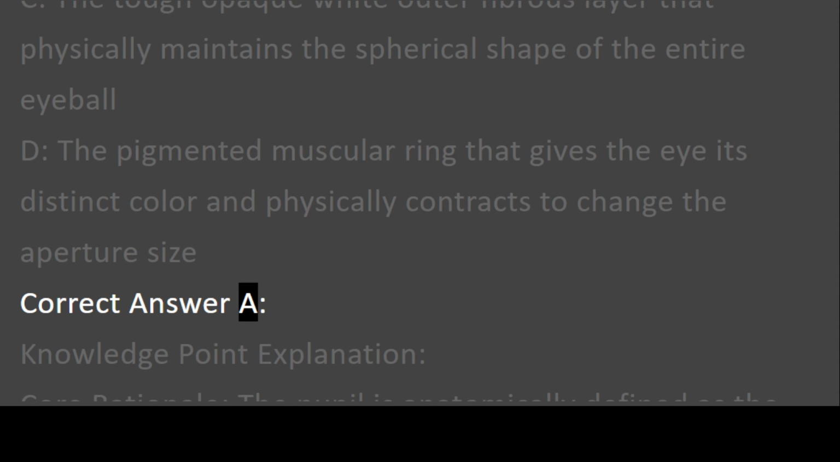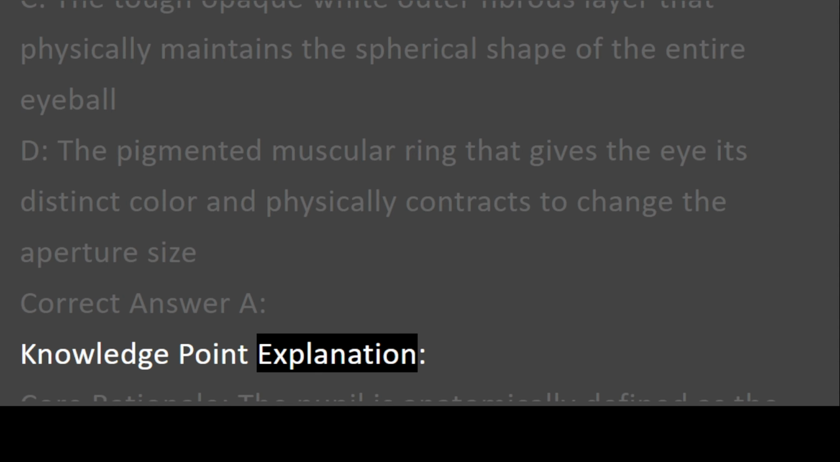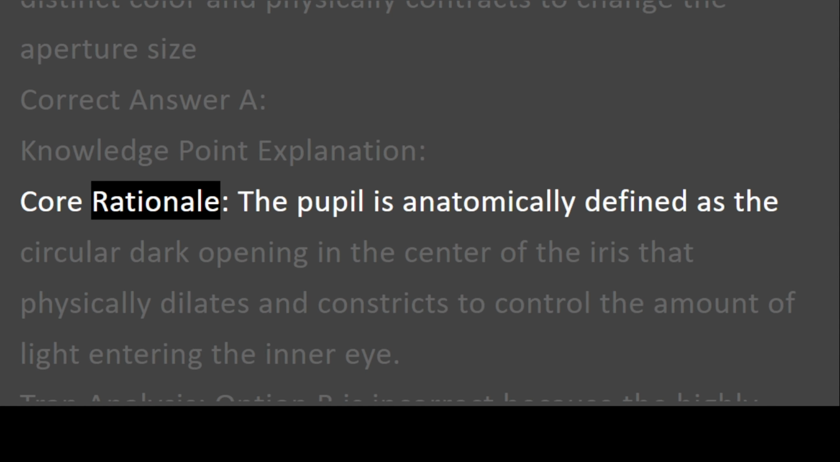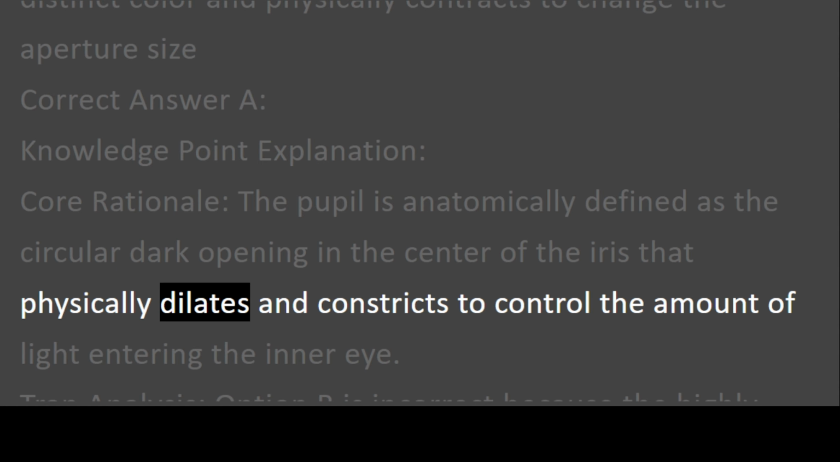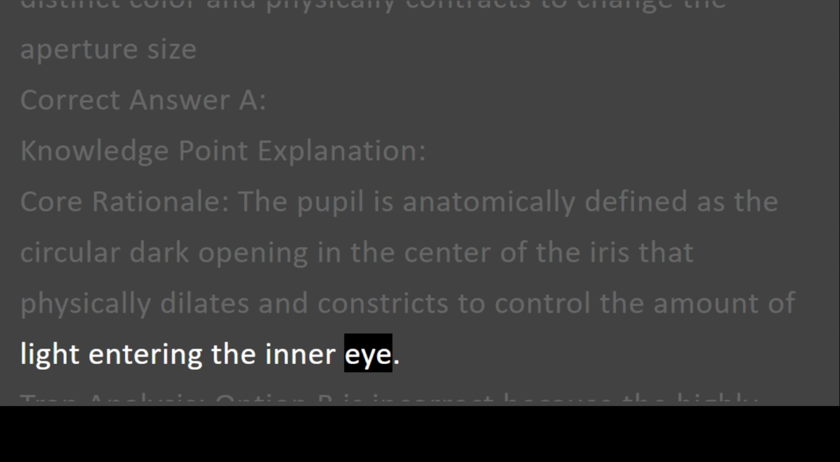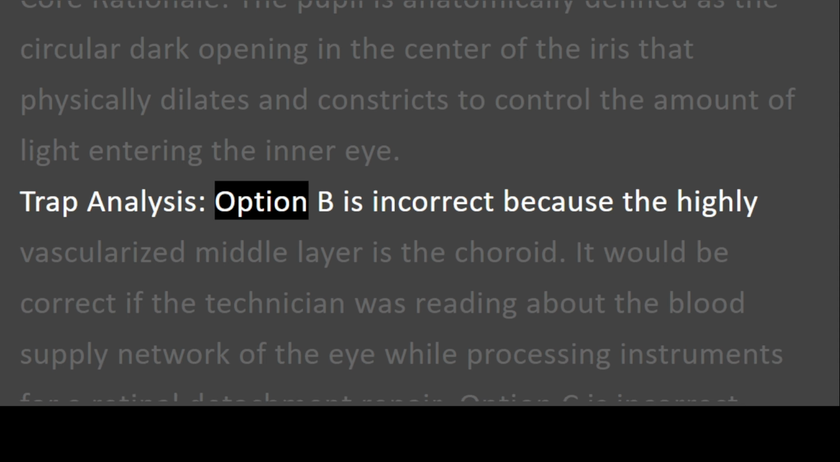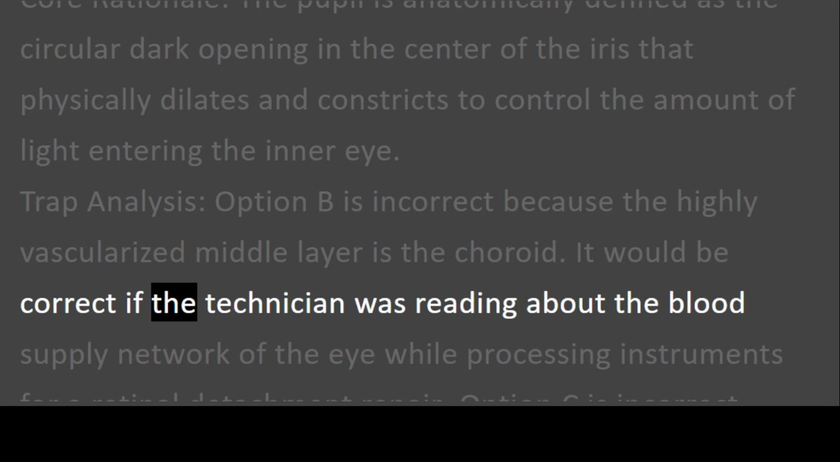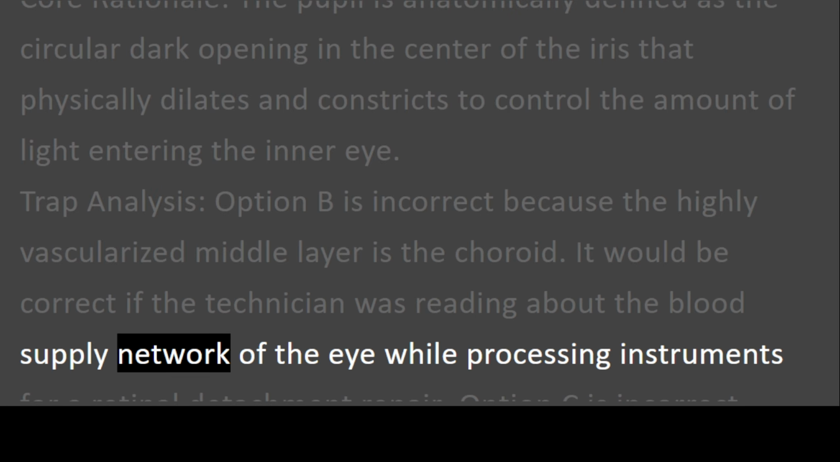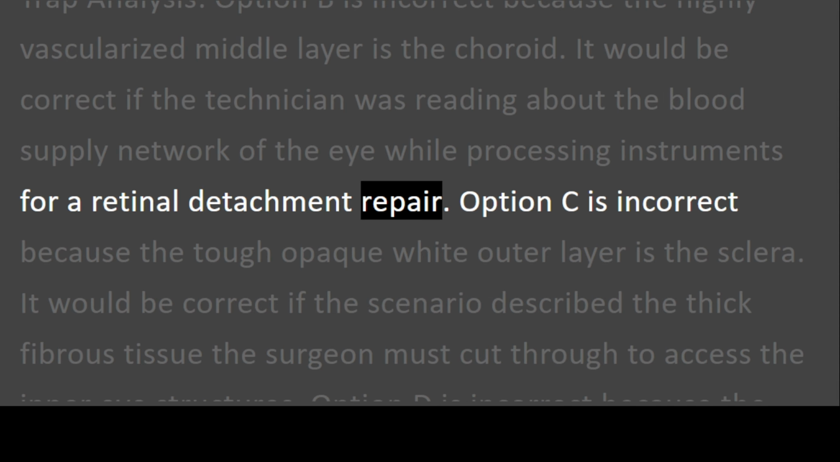Correct answer A. Knowledge point explanation. Core rationale. The pupil is anatomically defined as the circular dark opening in the center of the iris that physically dilates and constricts to control the amount of light entering the inner eye. Trap analysis. Option B is incorrect because the highly vascularized middle layer is the choroid. It would be correct if the technician was reading about the blood supply network of the eye while processing instruments for a retinal detachment repair.